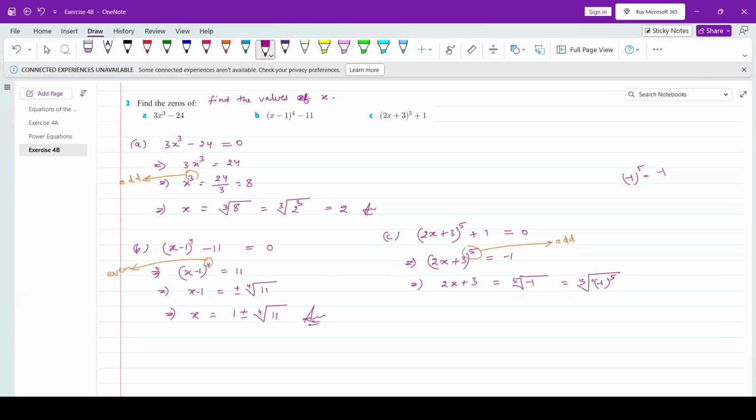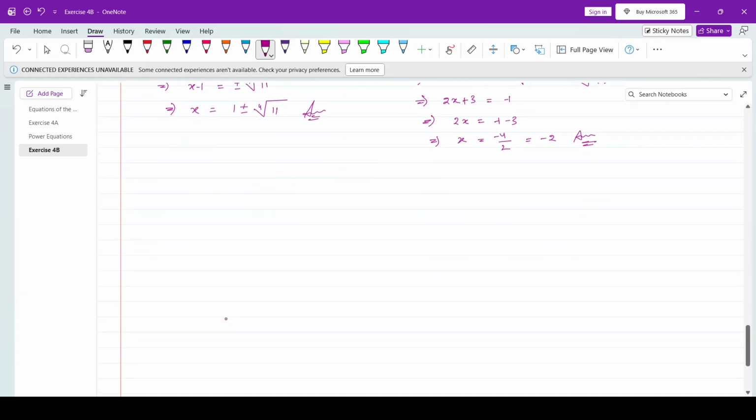Now this fifth root gets cancelled with this power 5, and we are left with 2x plus 3 is equal to negative 1, and 2x is equal to negative 1 minus 3, and x is equal to negative 4 divided by 2, that is negative 2. That's the answer. Let's go to the next question.